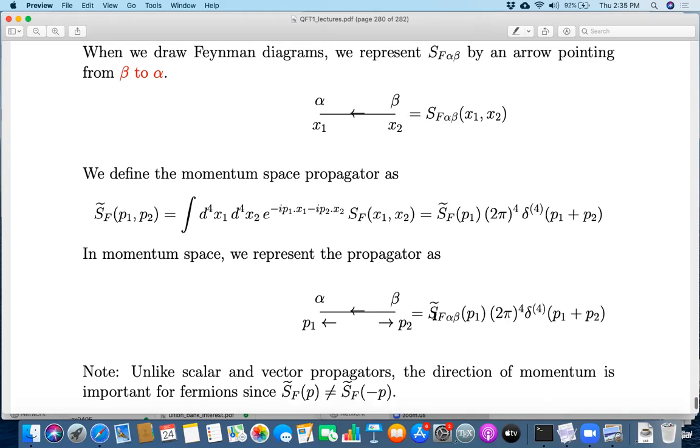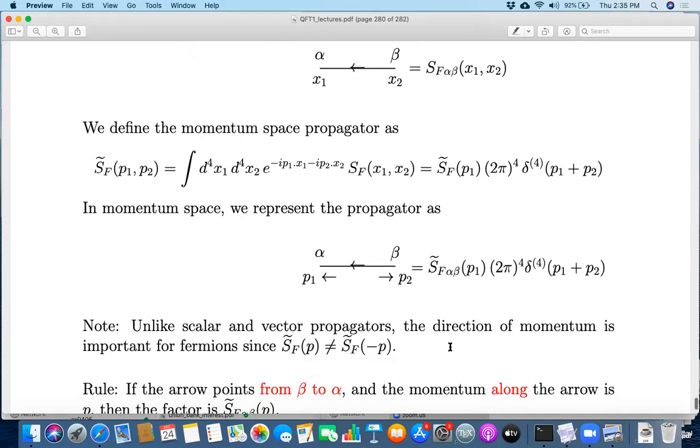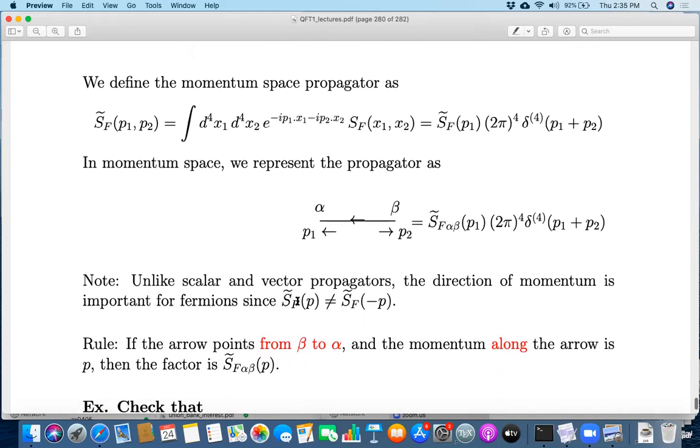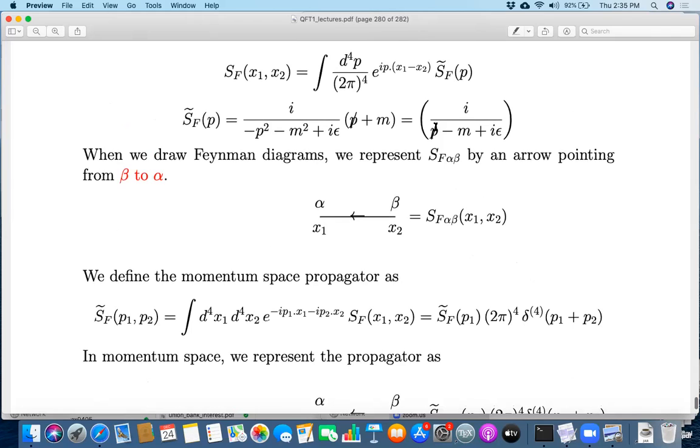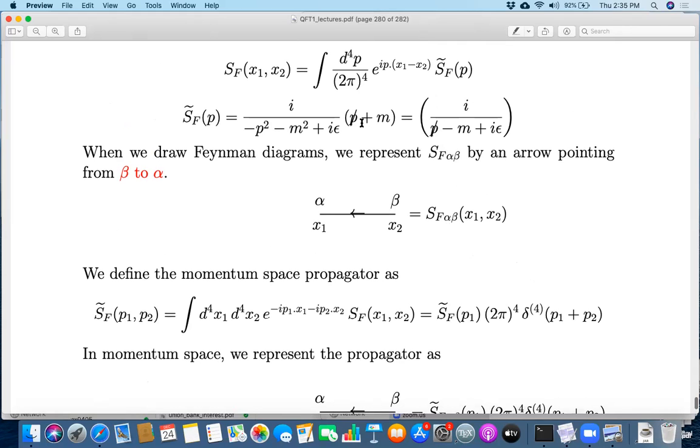So in the momentum space, we will represent the propagator this way. X1, X2 you have replaced by P1, P2, and the corresponding expression will be given by this, because that's a Fourier transform. This is again an important point to remember: unlike scalar and vector propagators, the direction of momentum is important here, because SF tilde of P is not the same as SF tilde of minus P, because there is a P slash minus M sitting here. This is not invariant under P goes to minus P.